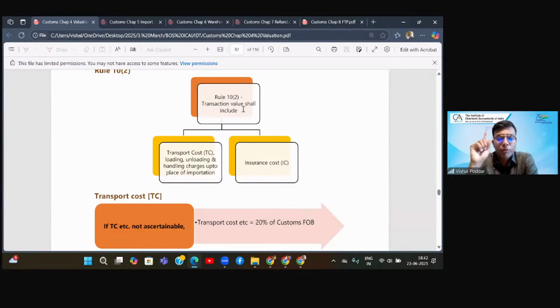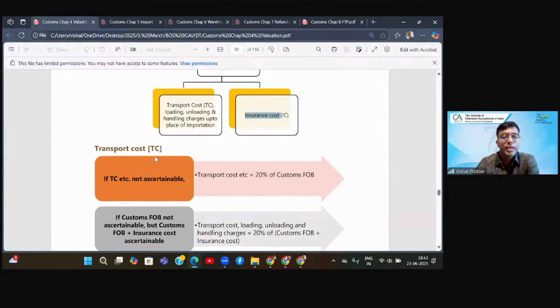See, Section 14 said that we want the value at the time and place of importation. Now, in order that we get such a value, we have to ensure that all costs incurred for transporting the goods up to the port of importation, plus the loading, unloading charges, handling charges, all up to the port of importation, which is the Indian port, should be included, plus whatever is the insurance, which we call transit insurance, has to be included.